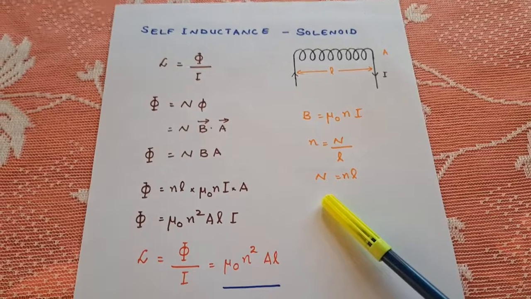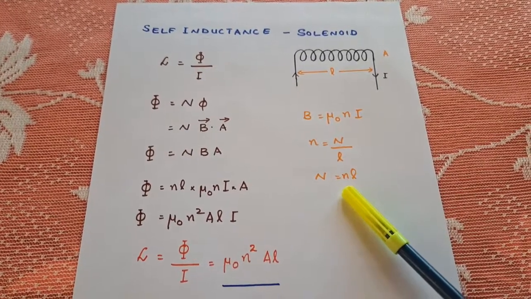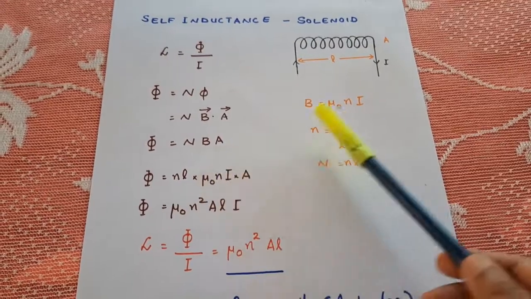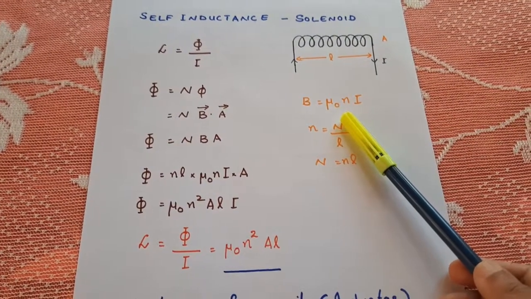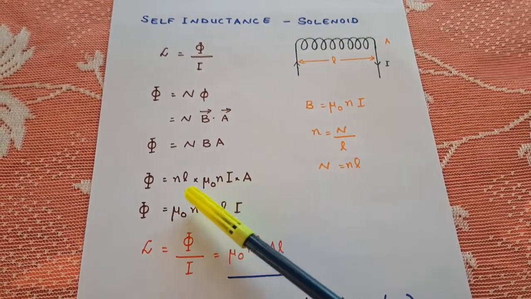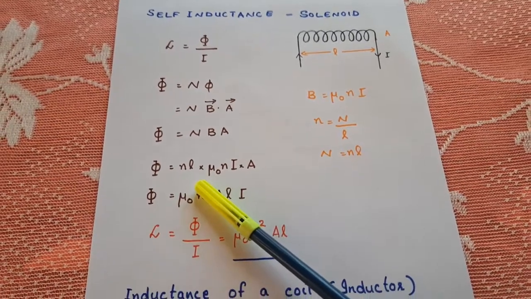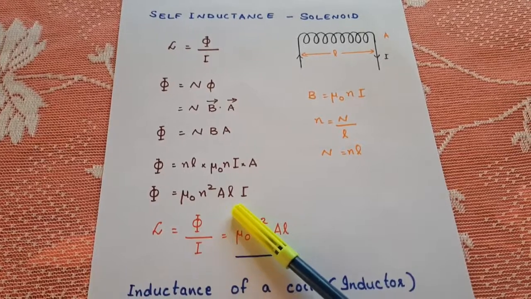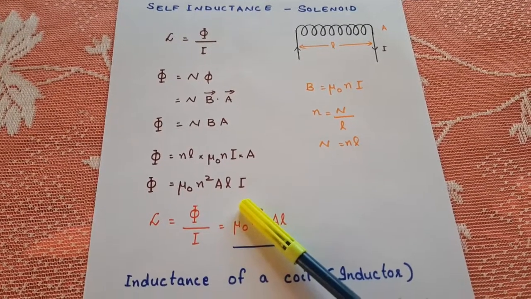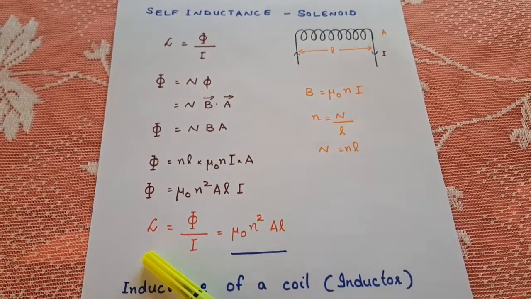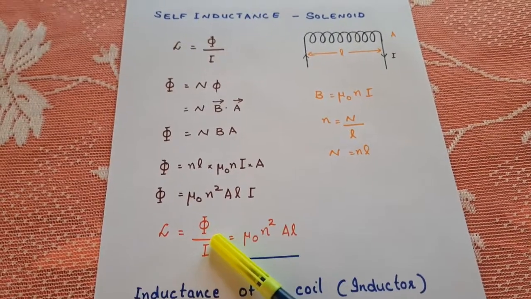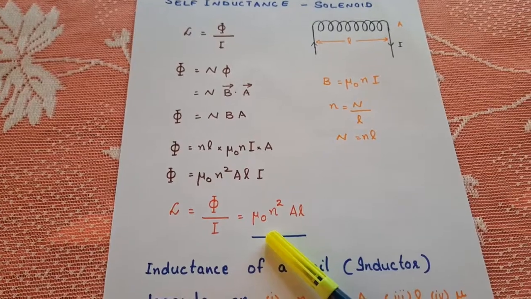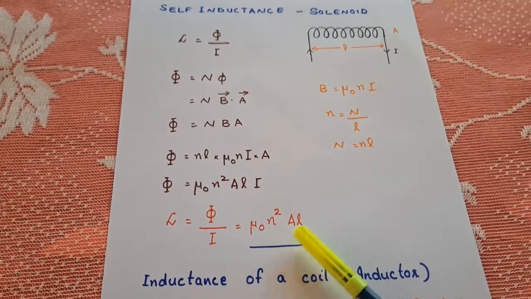But total number of turns is small n into L. And the magnetic field is mu0 ni. Let us substitute. Magnetic flux is equal to mu0 n square Al I. Therefore, self-inductance is flux per unit current, phi by I, is equal to mu0 n square Al.